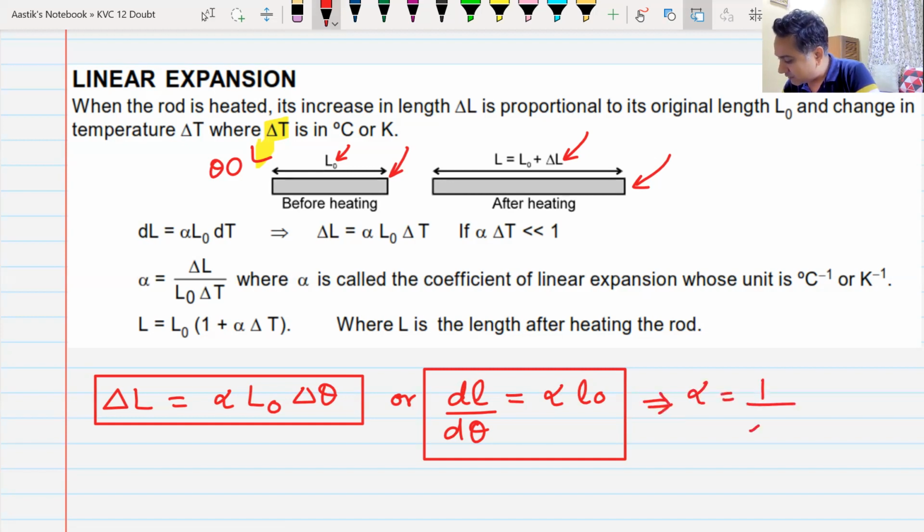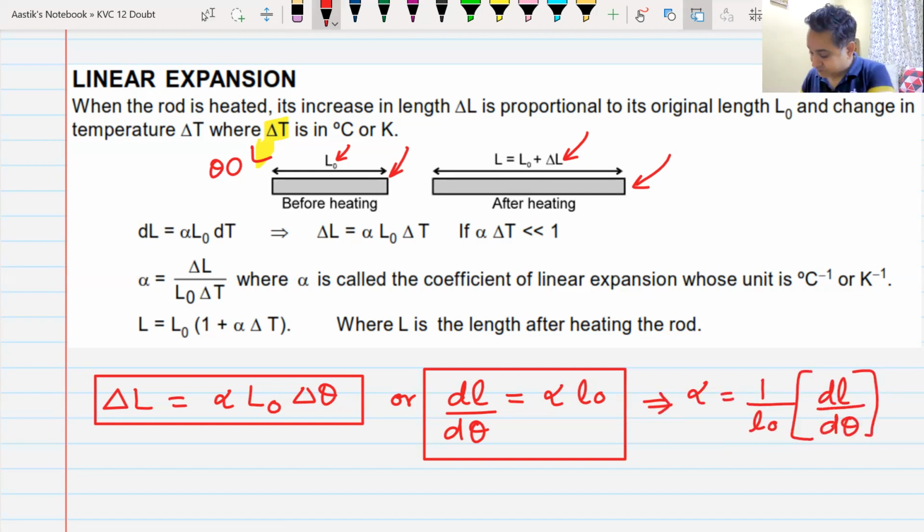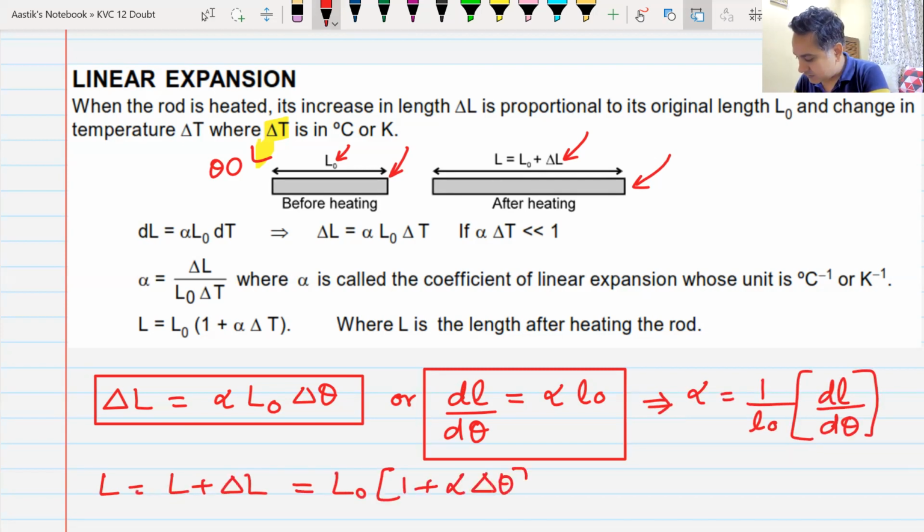Alpha will be equal to 1 by L0 times dl by d theta. I hope everyone understands this. The final length L can be written as L0 plus delta L, or I can write it as L0 into (1 plus alpha delta theta). This alpha, my dear friends, is known as the coefficient of linear expansion. Do we understand this?